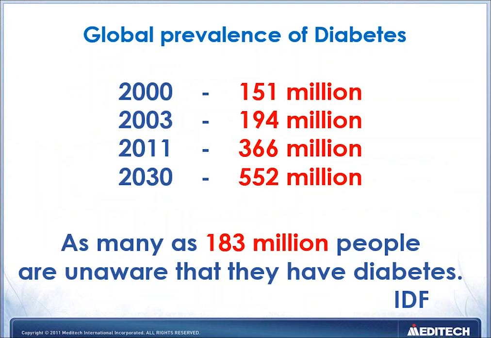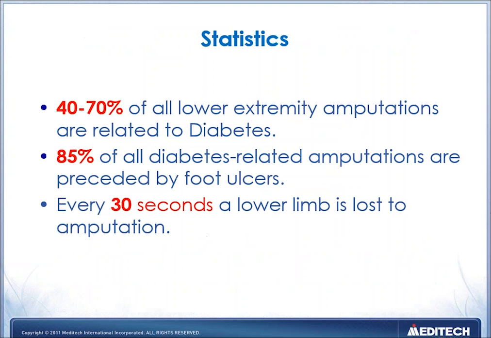One of the reasons why we see more and more cases of non-healing open infected wounds is the epidemic of diabetes. As you can see, in the year 2000, on a global basis, there were an estimated 151 million people suffering from diabetes. And then we see how numbers are growing. By 2011, just within 11 years, numbers had doubled. And by 2030, we expect 552 million people globally suffering from diabetes. And 183 million people are even unaware that they have diabetes. This is the data from the International Diabetes Federation.